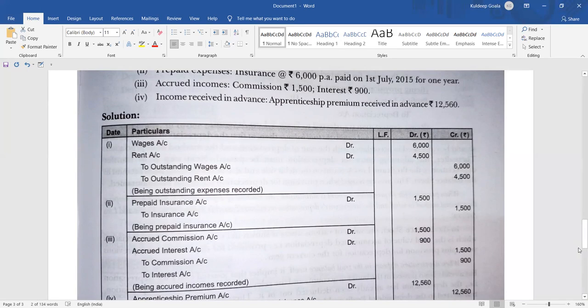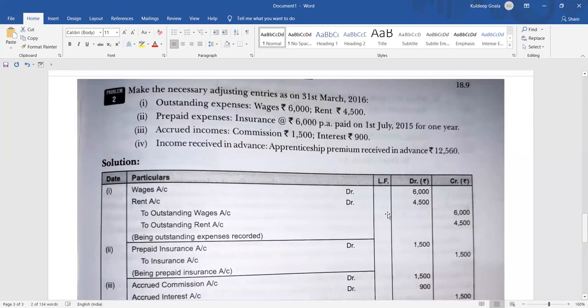Both are correct. Okay, now coming to the last one, that is income received in advance.